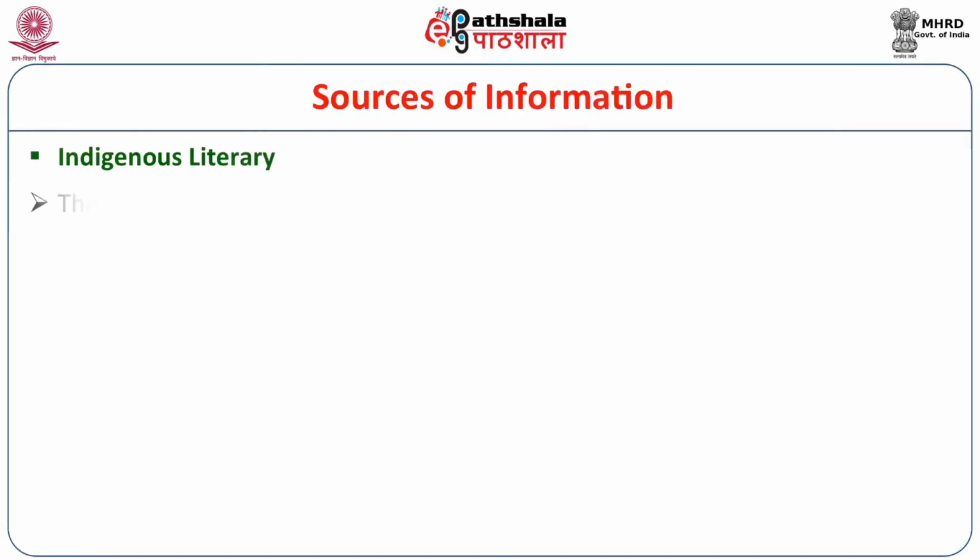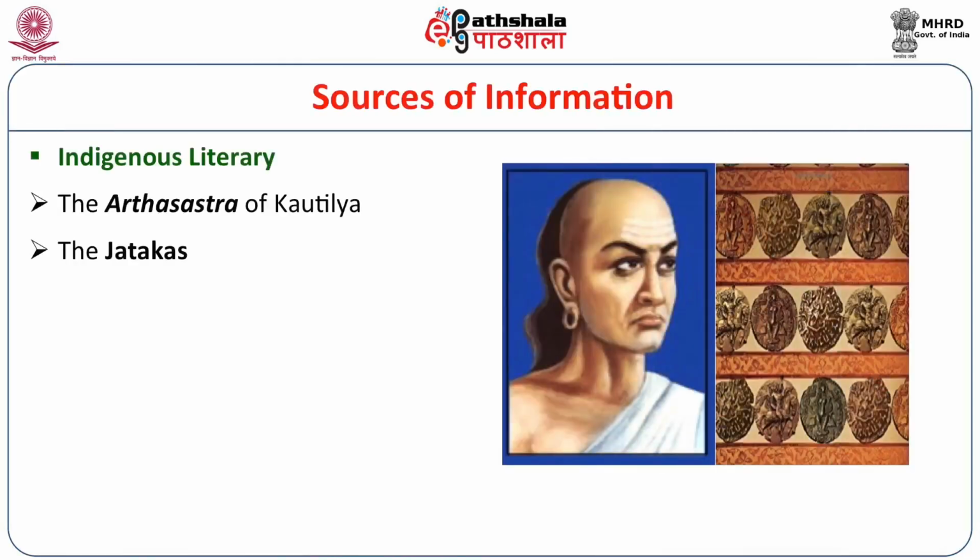First of all, we see indigenous literary sources. Mostly the Arthashastra of Kautilya and the Jatakas. There are many other sources, but those are dealing with other aspects of the Mauryans. So, so far as economic conditions are concerned, we are mainly concerned with these two types of sources, the Arthashastra of Kautilya and the Jatakas, that is, indigenous literary sources.